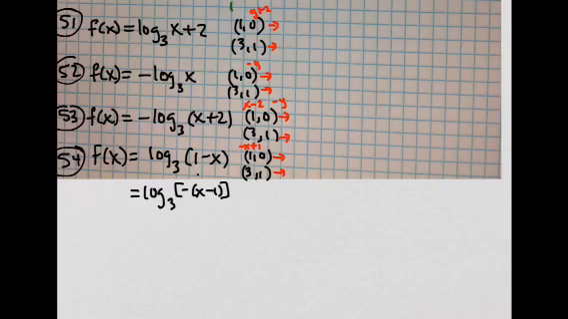So for 51 to 54, you have to match. I forgot to take a picture of the graphs, so just use your book. So 51, the transformation is k is positive 2, so that means the y's move up. The y's change by increasing by 2s. So the new points would be 1, 2, and 3, 3. So the graph that shows that would be B.